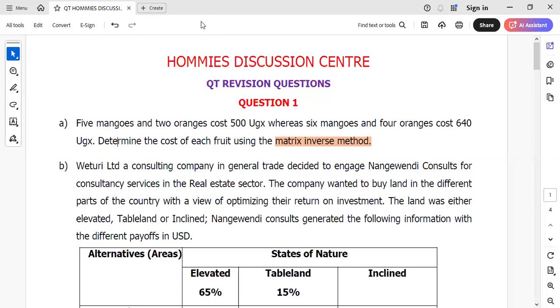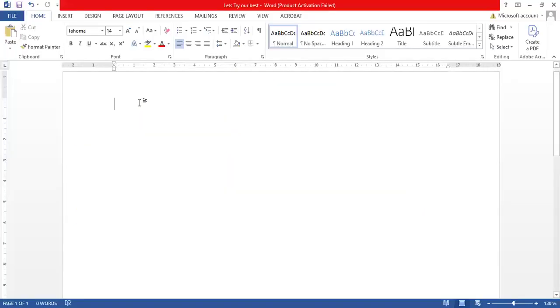So let's summarize what we are given. These are 5 mangoes and 2 oranges. Since you always look at the required part, you are interested to know the cost of each fruit. Okay? What is the cost of each fruit? So it means that I'm going to define my variable. This is question 1, Part A.